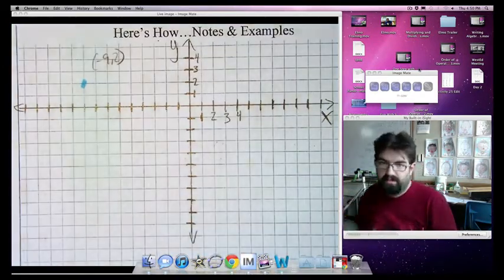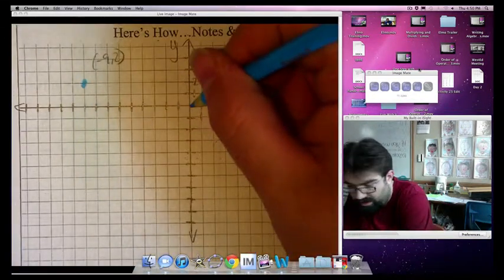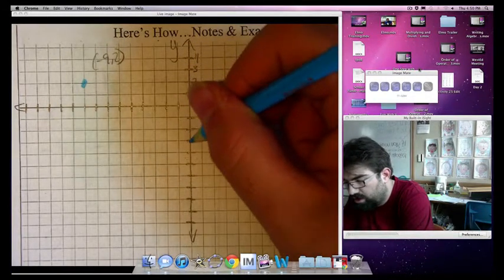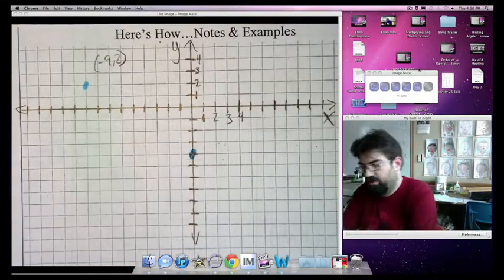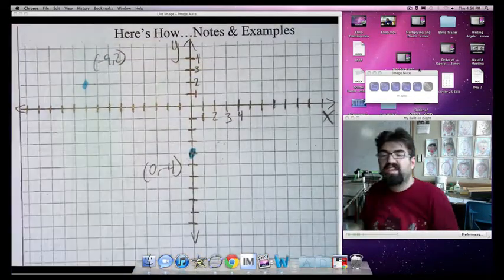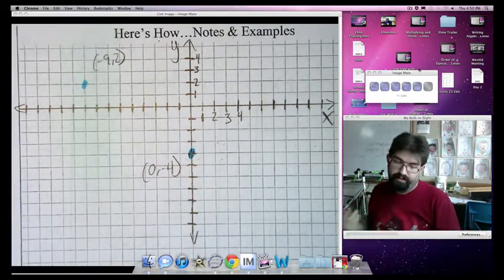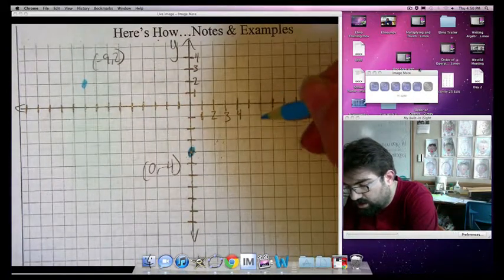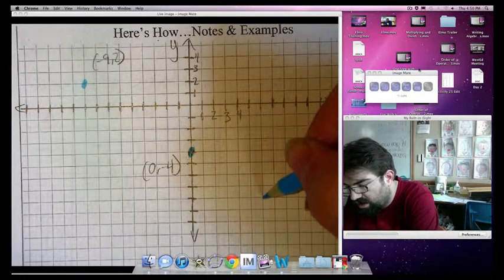-9, 2. Awesome. I also have 0, -4. So not going left or right. I'm just going down to -4. 1, 2, 3, 4. That's -4 right there. So again, 0, -4. Hey, that just hit the y-intercept. That's my y-intercept, by the way, of the line, because it's going through there. Cool. And then 6, -8. So I'm going to go over 6. This is 4, 6, 7, 8.